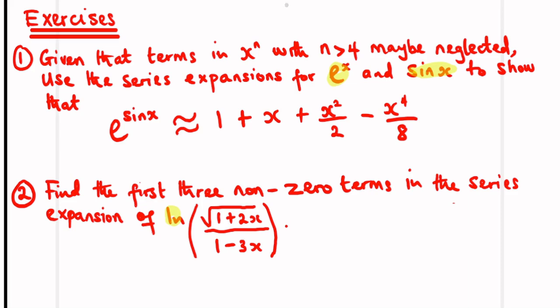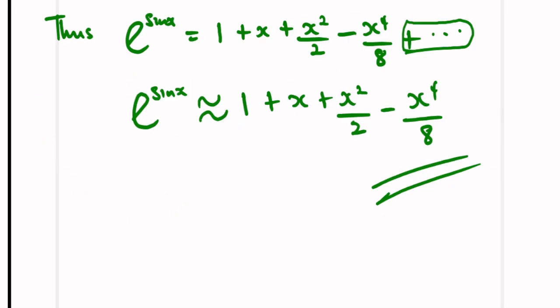Let's check that. It says, given that terms in x to the power n with n greater than 4 may be neglected, use the series expansion for exponential x and sine x to show that exponential sine x is approximately 1 plus x squared over 2 minus x to the power 4 over 8, which is what we have here.